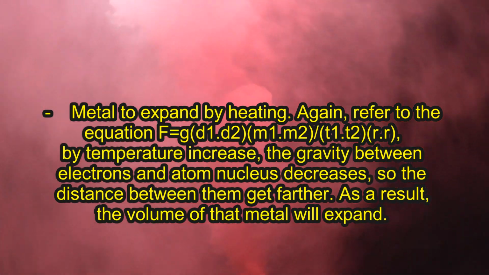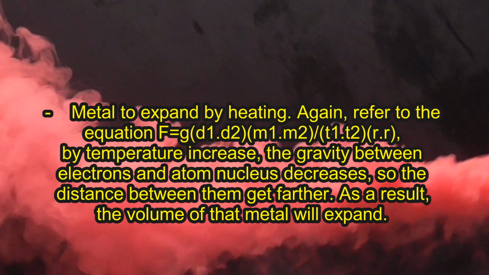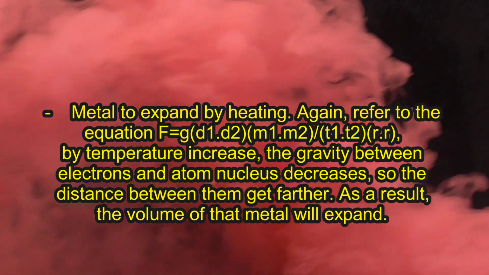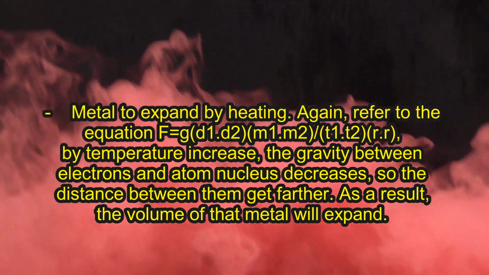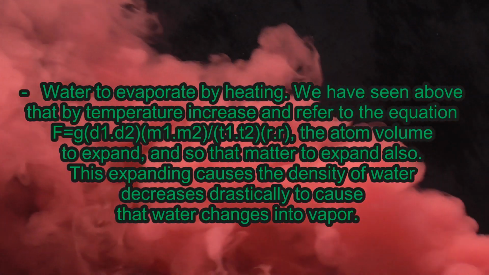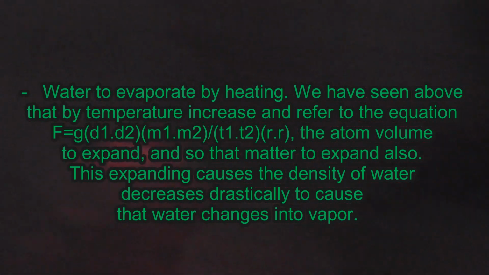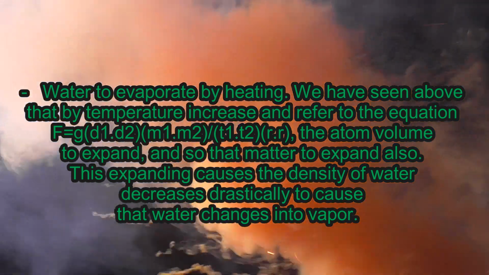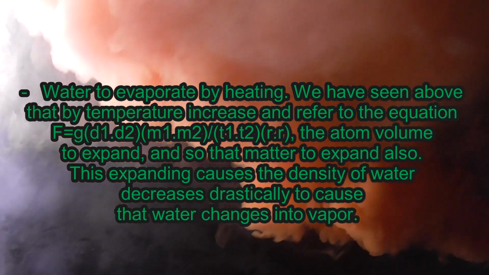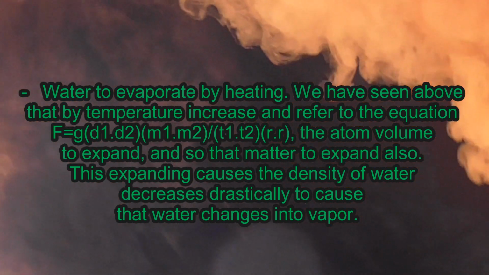Next, metal to expand by heating. Again, refer to the equation F equal G times D1 times D2 times M1 times M2 divided T1 times T2 times R squared. By temperature increase, the gravity between electrons and atom nucleus decreases, so the distance between them gets farther. As a result, the volume of that metal will expand. Next, water to evaporate by heating. We have seen above that by temperature increase, the atom volume expands, and so that matter expands also. This expanding causes the density of water to decrease drastically to cause that water to change into vapor.